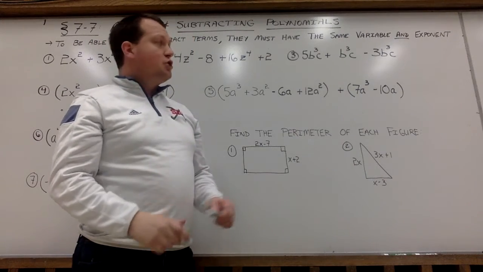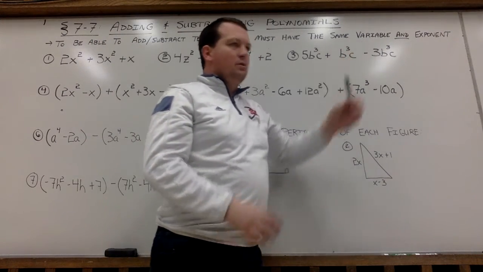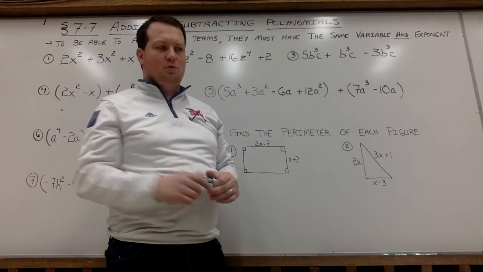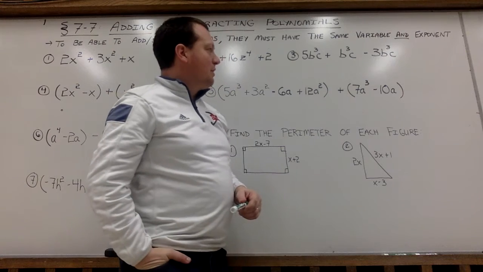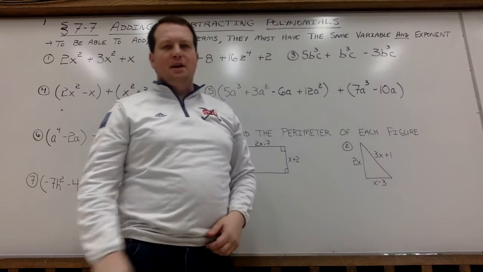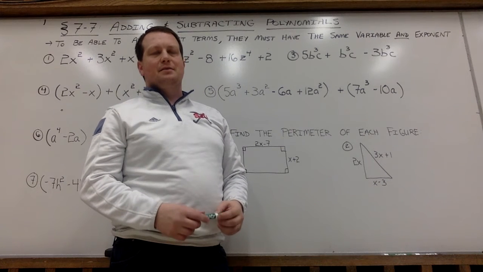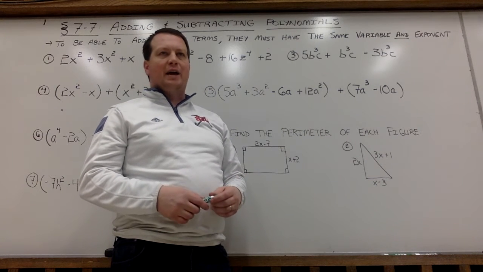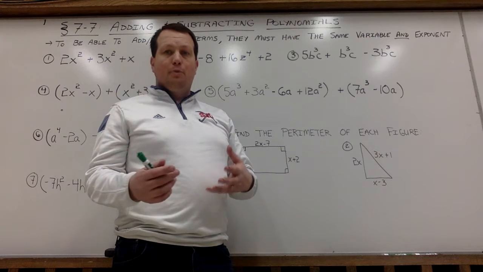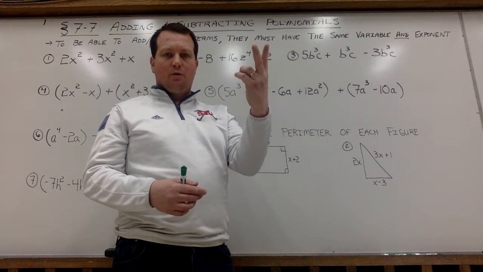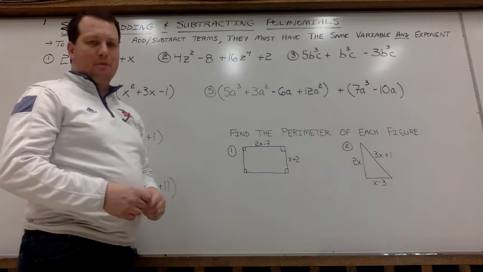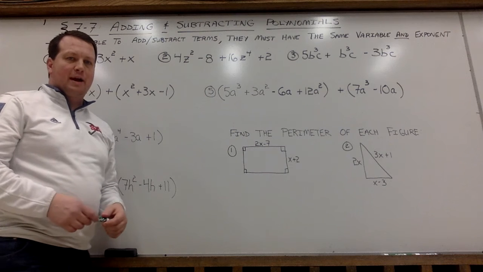In addition to being the same variable, x's, y's, b's, z's, whatever letter you're dealing with, they also need to be raised to the same exponent, the same power. So I can't add 2x squared and 3x to the fifth. They are both x's, but one is to the power of 2 and one is to the power of 5. So those would be unlike, and I would not be able to add or subtract those.